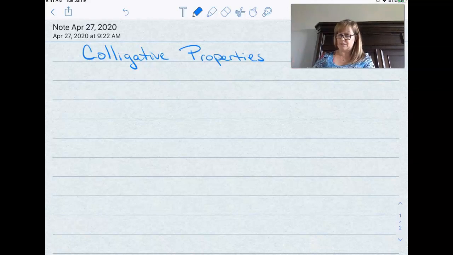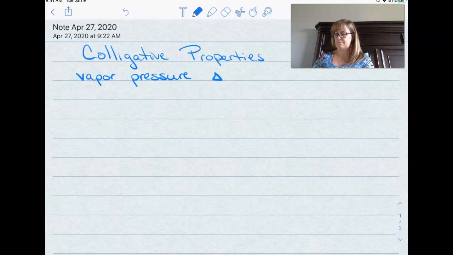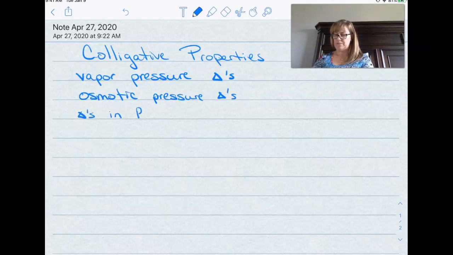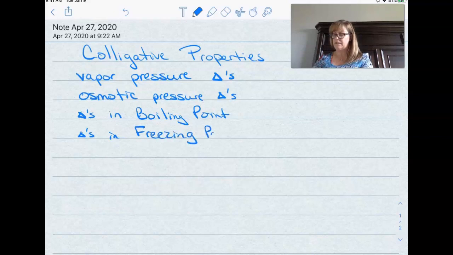Colligative properties can be vapor pressure changes, osmotic pressure changes, changes in boiling point, and changes in freezing point. These are the four colligative properties. We're going to focus in today in our class on these last two.